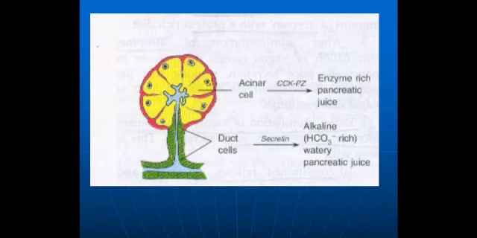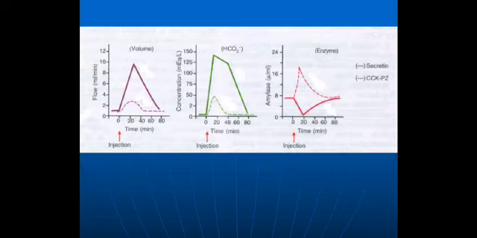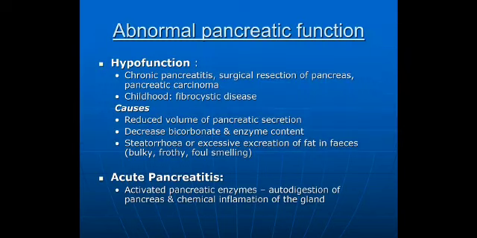So, you can see the acinar cells are stimulated by the CCK-PZ, which causes enzyme-rich pancreatic juice, whereas the duct cells are acted on by the secretin, which causes bicarbonate-rich pancreatic juice. So, this is the volume whenever there is an injection of different juices, what happens with the pancreatic and enzyme-rich secretion. So, what are the abnormal pancreatic functions?